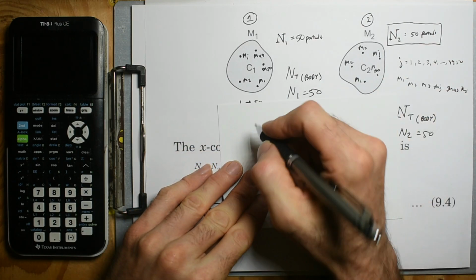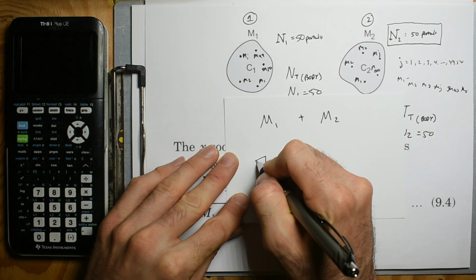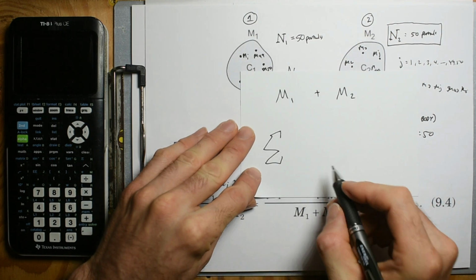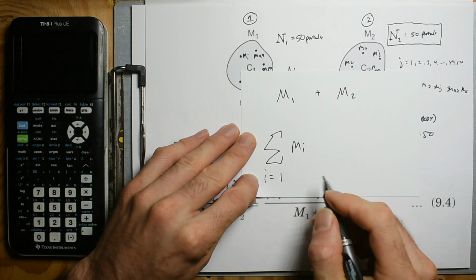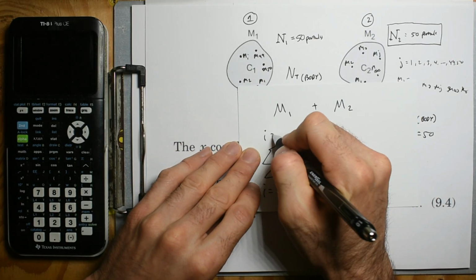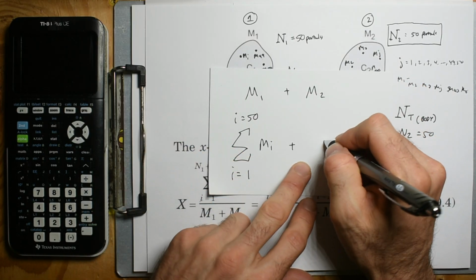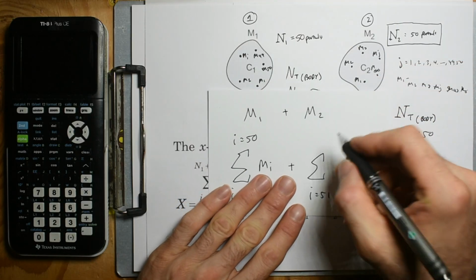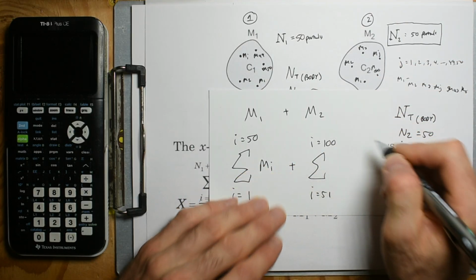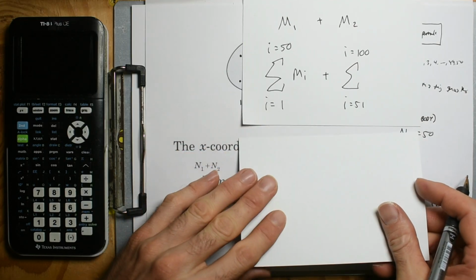Okay, so we have mass 1 plus mass 2. Mass 1 is the summation of the i particles from i equals 1 to, let's say, i equals 50. Do it with numbers first, especially if you're struggling like I am. And then I'm going to go from i equals the 51st particle to i equals the 100th particle. And now I'm going to see how to put the letters in.